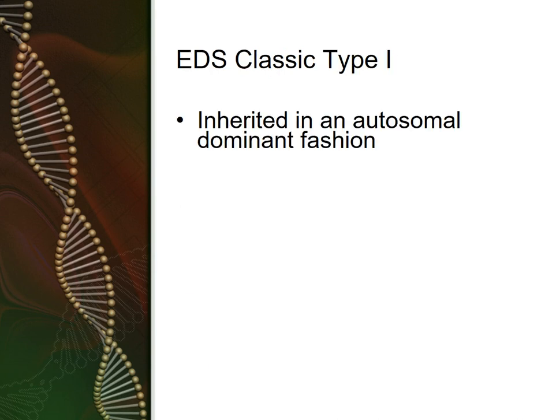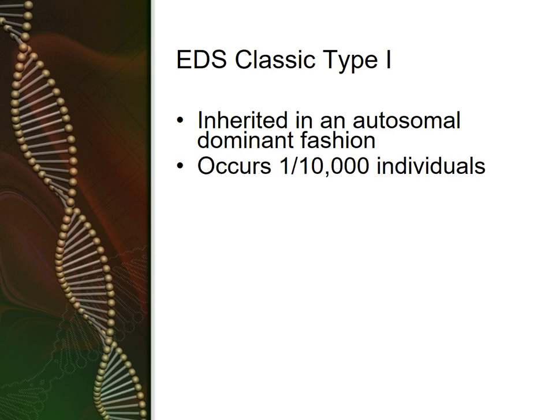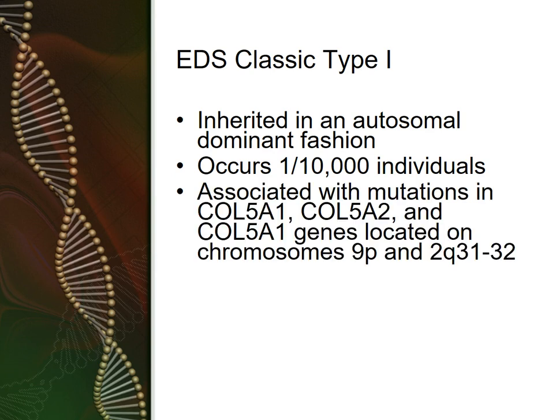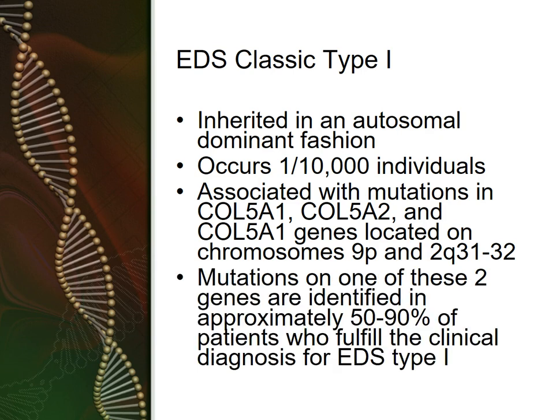So classic Ehlers-Danlos, or Ehlers-Danlos type 1, is inherited in an autosomal dominant fashion. It occurs in about 1 in 10,000 individuals, and they have changes or mutations in the collagen 5A1 and collagen 5A2 genes. Collagen 5A1 is located on chromosome 9, and collagen 5A2 is on chromosome 2. Mutations of one of these two genes are identified in about 50 to 90% of patients who fulfill the clinical diagnosis for Ehlers-Danlos or EDS type 1.